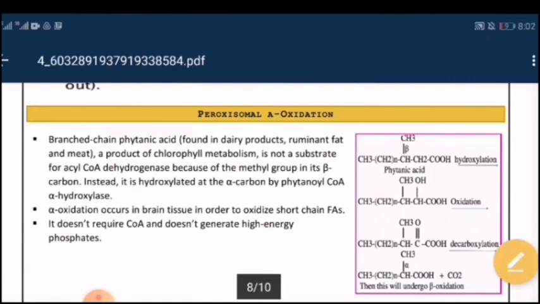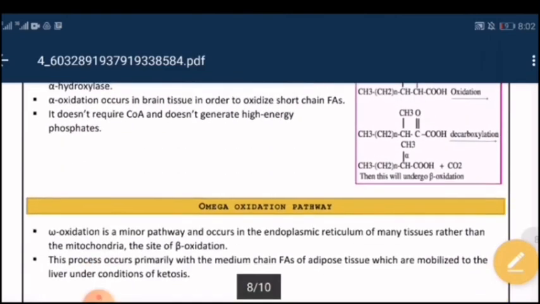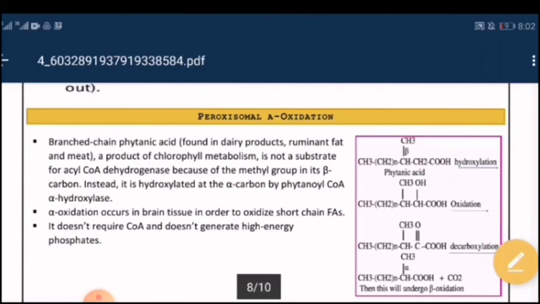It goes through 3 steps: hydroxylation, oxidation, and decarboxylation. It does not require CoA and does not generate high-energy phosphates actually. It does not require CoA because it does not need to be activated, because of the methyl group already in its beta carbon. So no need to activate the beta carbon. That's all you need to know about peroxisomal alpha oxidation.